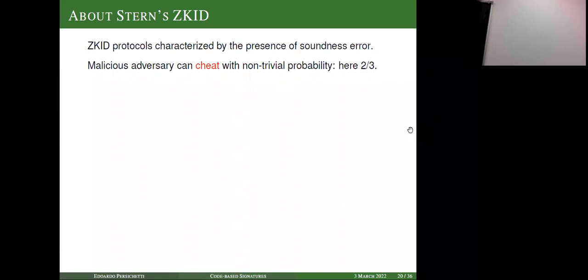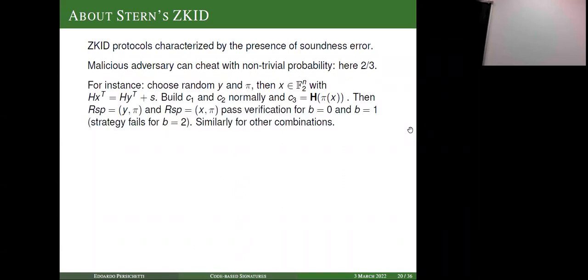So for example, here with 2/3 probability, here's an example. If you choose a random Y and pi, and instead of using your actual secret, you use a random X of the wrong weight, but whatever, that satisfies the equation, then you can build C1 and C2 normally, and you can build C3 using pi of X instead of pi of your secret. And then you basically pass verification in 2 out of 3 cases. If the verifier asks you for the third, then you've been caught. You have similar strategies for passing 0 and 2 or 1 and 2. So always in 2/3 of the cases, you succeed.